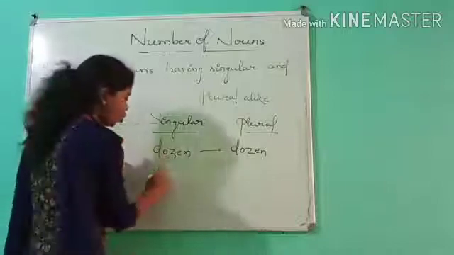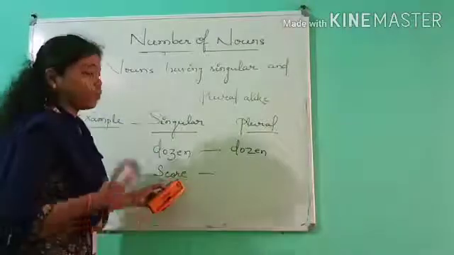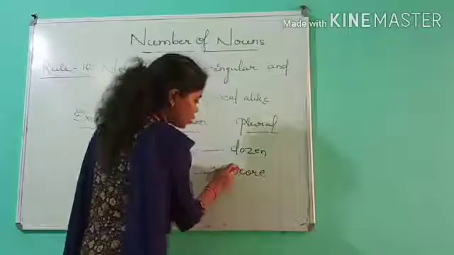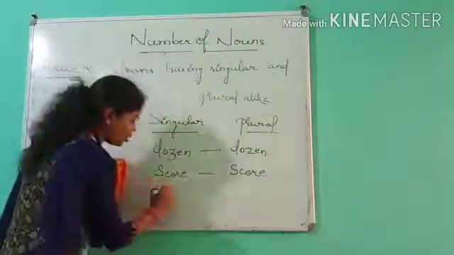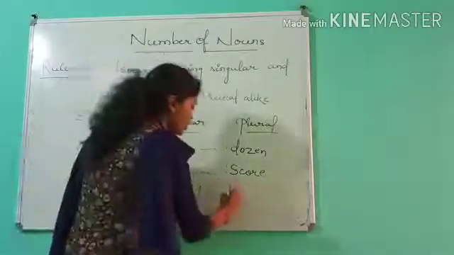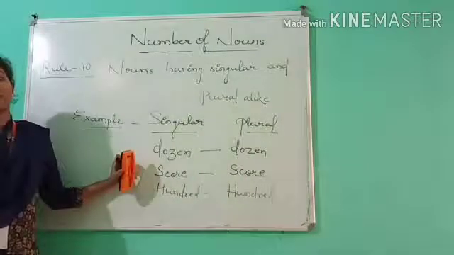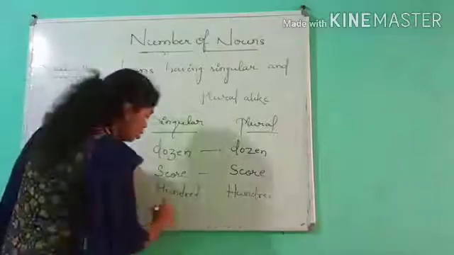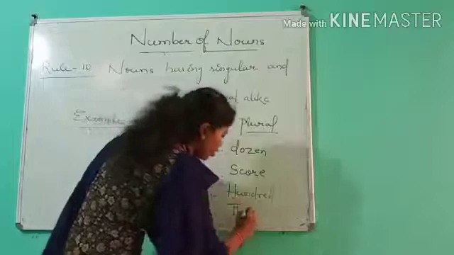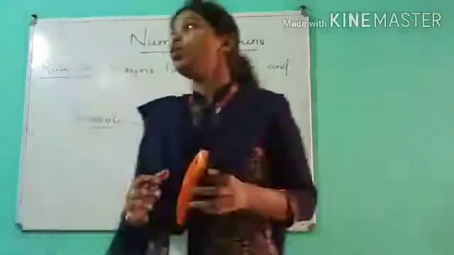Similarly, if I say score, do we say scores? No. So the word is the same in the plural case as well. So here also we need to write score. Then again 100. If I say 100, here again in the plural form we need to write it as 100 without any changes. And the last word is, for example, 1000. That word also will remain the same as in singular. In plural also we will write the same word, that is 1000. So this is all about rule number 10.